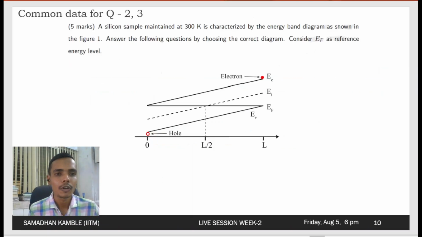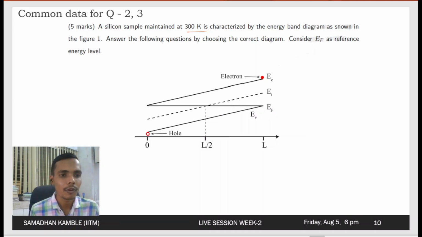The first problem we saw was on the diffusion current density. Now let us move to problems number 2 and 3, for which we have common data given. I'll read it out for you. A silicon sample is maintained at 300 Kelvin, and it is characterized by the following energy band diagram, where EF we can consider as the reference energy level.